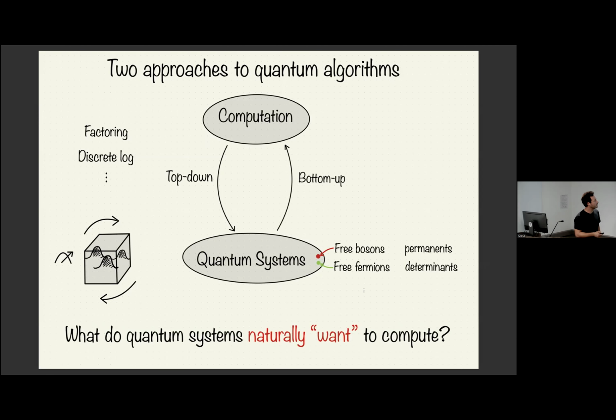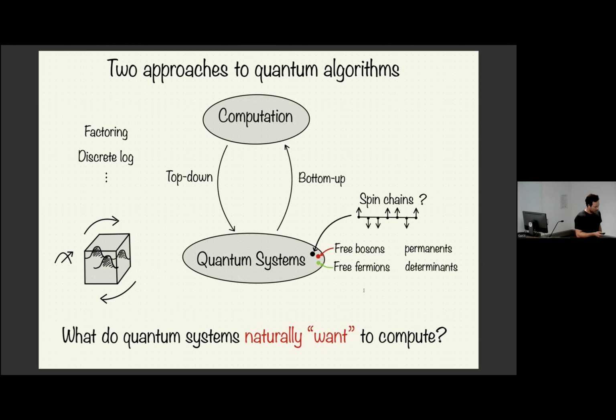It's not observables. So I will call a bottom-up approach to identifying problems with potential quantum advantage one where you look at quantum systems, understand what it is that they want to compute, and then hopefully see that the quantum mechanical effects which are relevant to describing that problem remain classically non-simulable. Okay, so in this talk I want to talk about spin chains, which are, I guess, the other canonical simple system of quantum mechanics.